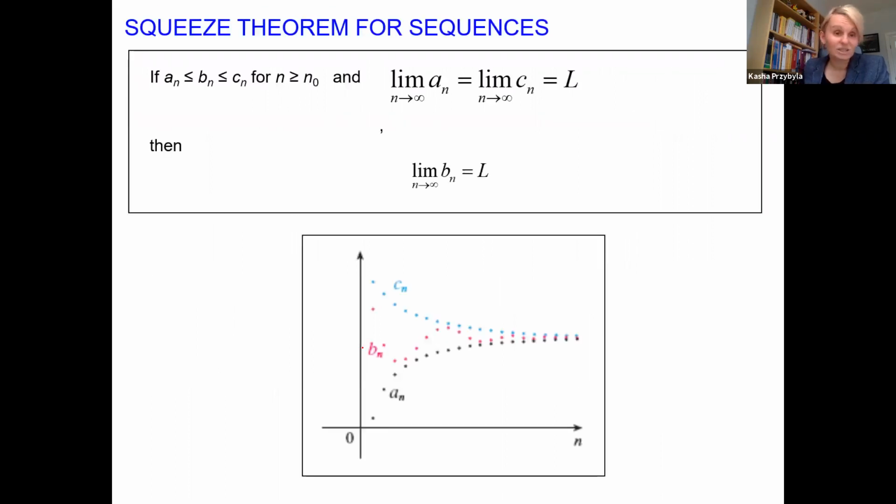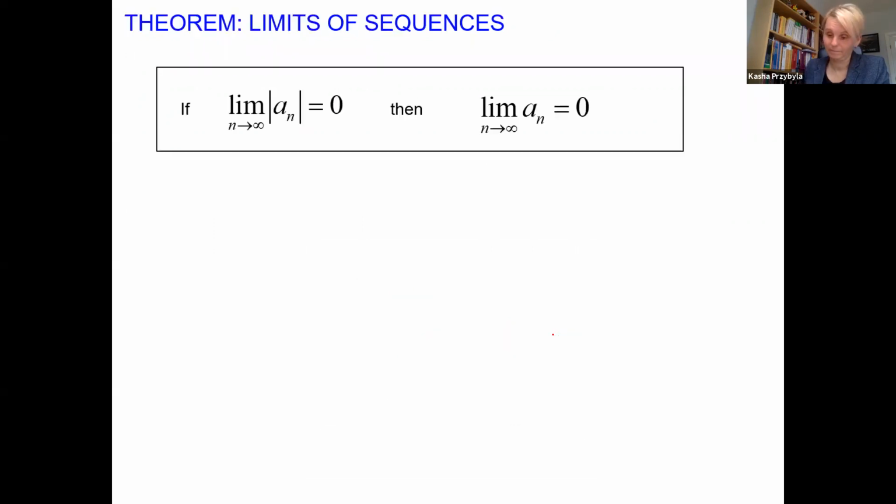We may use the squeeze theorem, which means we can find two additional sequences, and if our original sequence is squeezed between these two, and these two have the same limit, the middle one is forced to have the same. Add one extra and new property, this one.